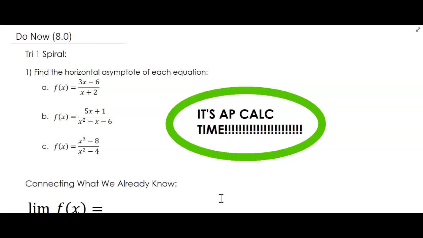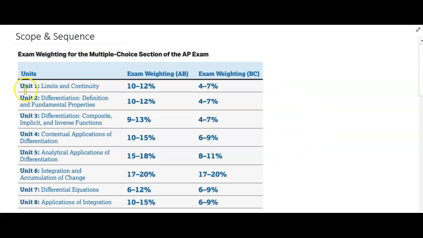And so, in order to get started, I want to take a look at our scope and sequence for the course as a whole. Obviously, at the end of PCH, we're just going to be focused on Unit 1, which is over limits and continuity. If we're focused on the exam weighting for just AP Calc AB, which is what you will be in next year, you'll notice that between 10 and 12% of the entire AP exam is coming just from this first unit that we are covering together.